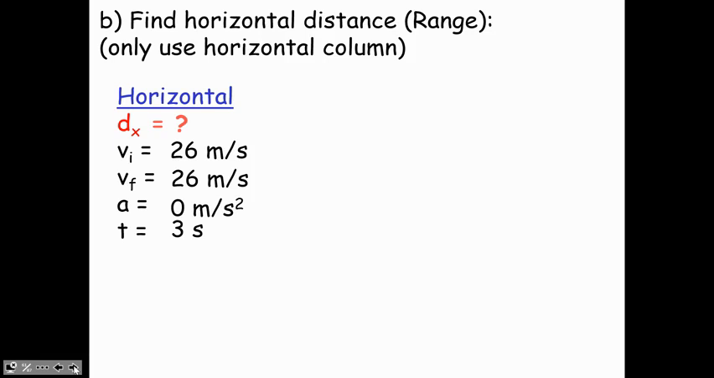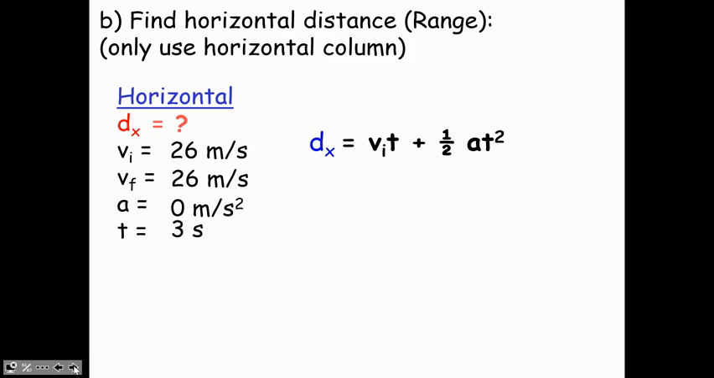But even though we use the vertical direction to solve for time, we can still use that same value in the horizontal table. The reason for that is because time is a scalar quantity. So if the time was 3 seconds in the vertical direction, it will also be 3 seconds in the horizontal direction, because time does not have a direction associated with it.